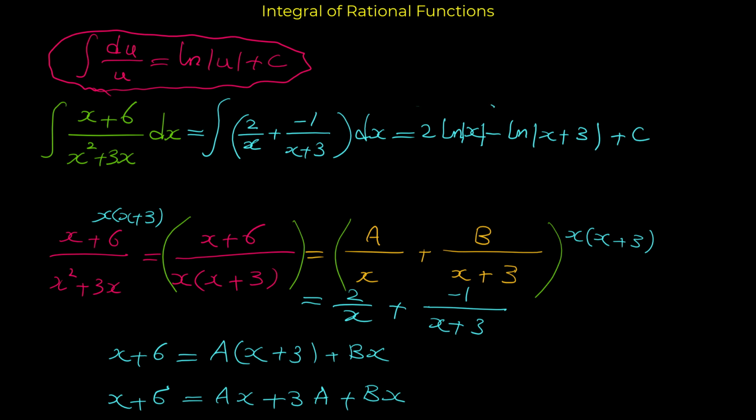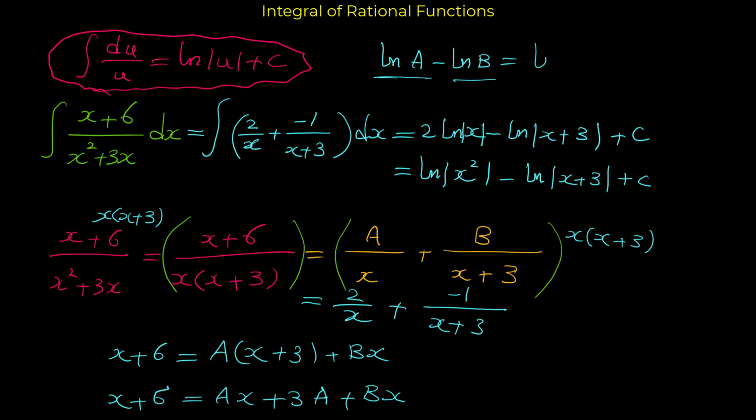So what can we do with this? We can write 2 ln of absolute value of x as ln of absolute value of x to the 2. And because x to the 2 is positive, you don't need to put absolute value anymore, but it's okay to leave it like that. Minus ln of absolute value of x plus 3 plus c. Let me remind you another formula that sometimes can help you write your answer in a shorter form. ln of a minus ln of b is ln of a over b.